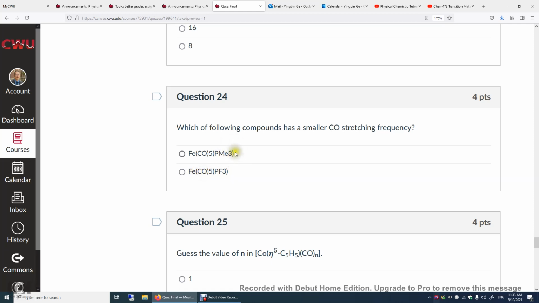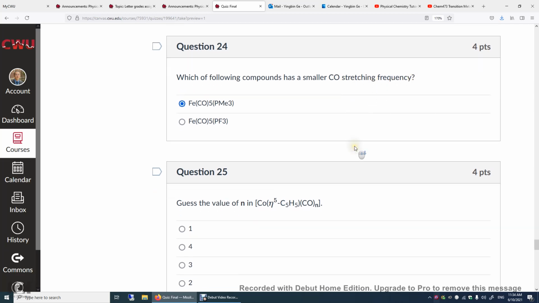And the methyl groups are electron pushing groups, fluorines are electron withdrawing groups. So over here, the methyl groups help this transition metal donate the electrons to the pi star antibonding orbital of carbon monoxide. That will weaken the bond between carbon and oxygen. Therefore, you have a smaller stretching frequency.